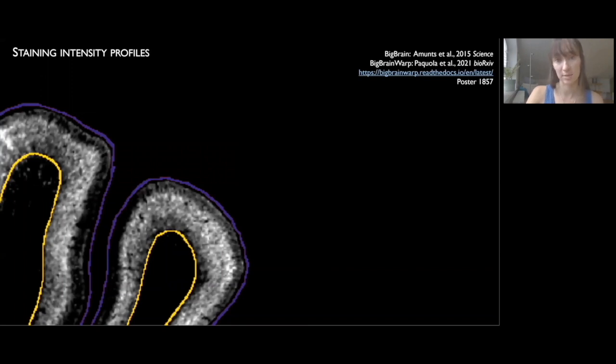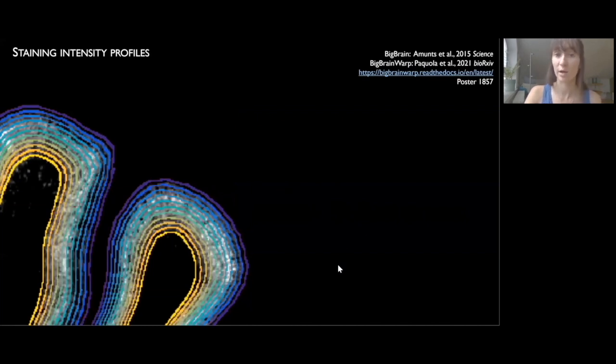So instead, what we can do is use an alternative approach of taking staining intensity profiles. We can now do this in an automated way using BigBrain. BigBrain is a 3D reconstruction of a sliced and stained postmortem human brain. And it luckily also comes with the surfaces already constructed, so we have the pial and white matter surfaces. Now we construct a number of equivolumetric surfaces between them. The equivolumetric constraint means that we modulate the distance between surfaces depending on the curvature of the cortex.